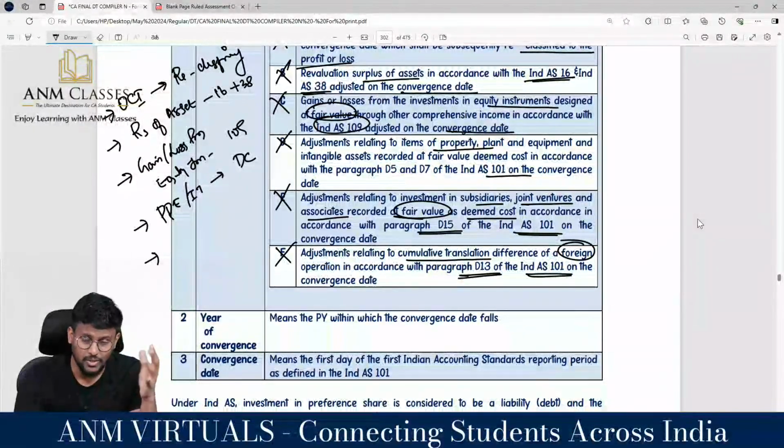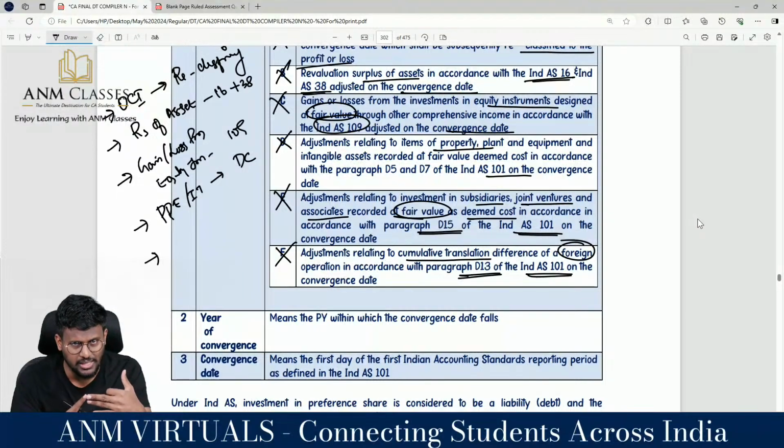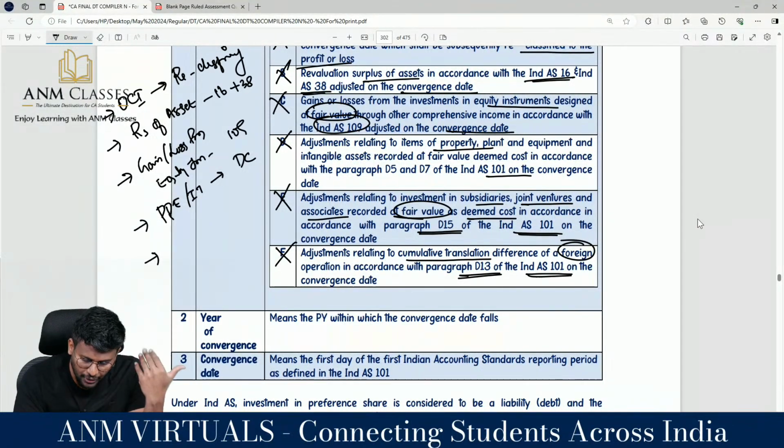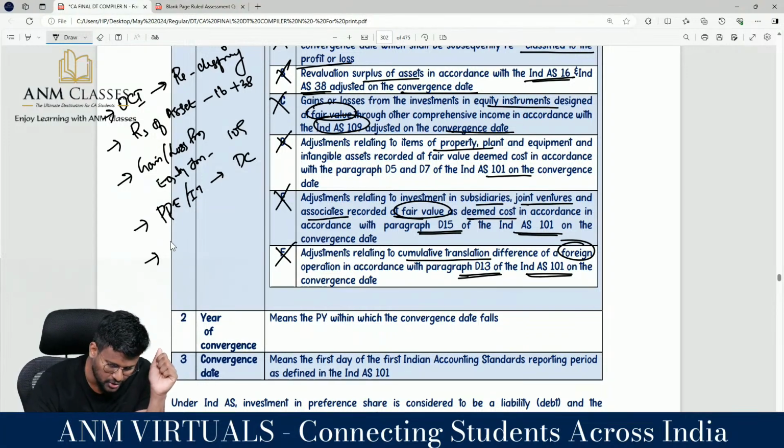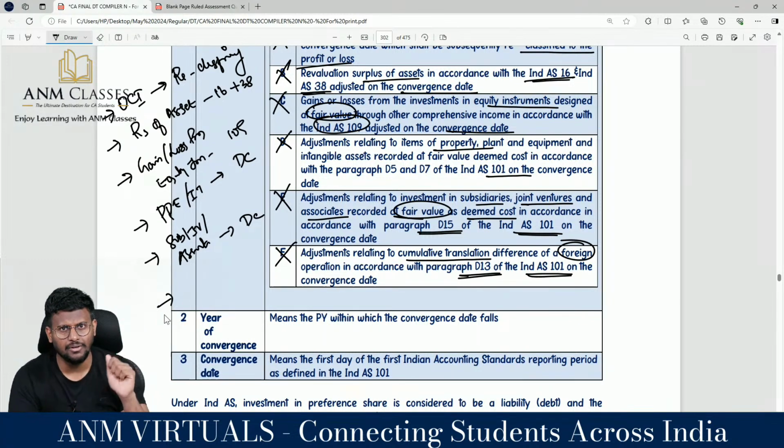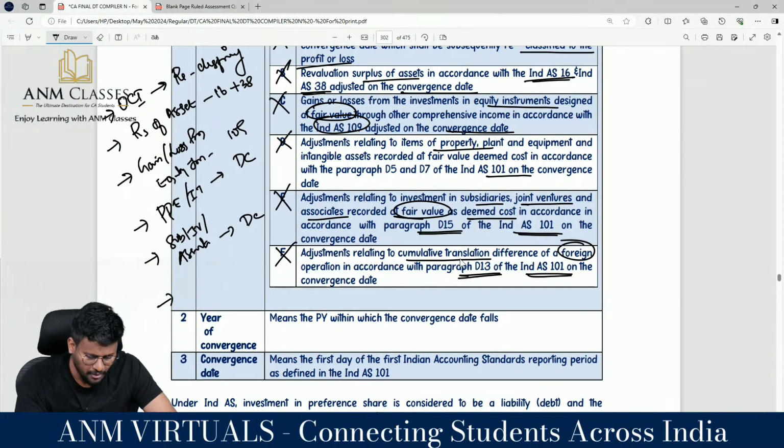Adjustment relating to investment in subsidiary, joint venture, associates. I would have invested in subsidiary, joint venture and associates recorded at fair value as deemed cost. That recording will not form part of the transitional amount. And the last one: investment in subsidiary, joint venture or associates at deemed cost will not form part of the transition amount. Adjustment relating to cumulative translation difference of foreign operation.